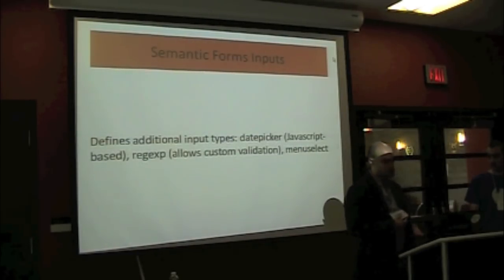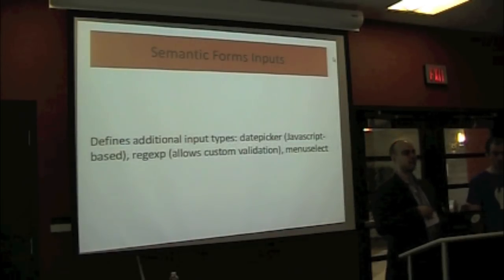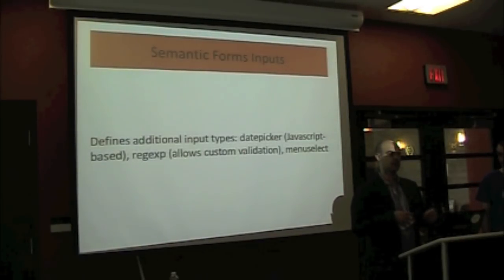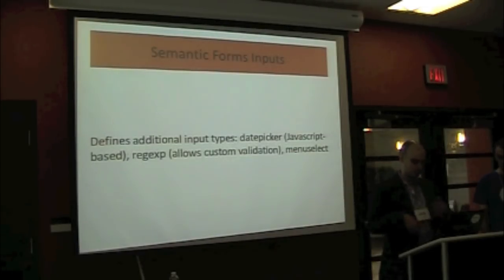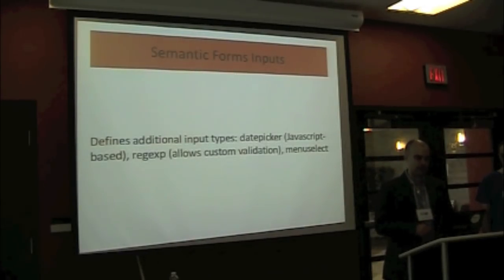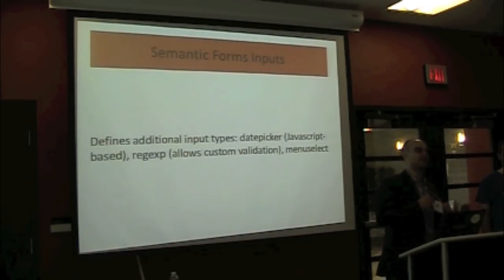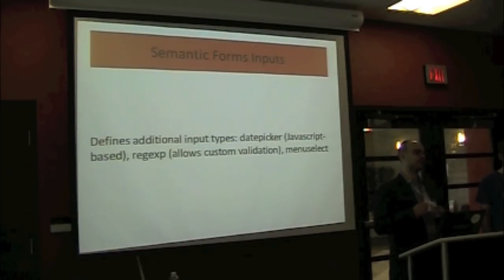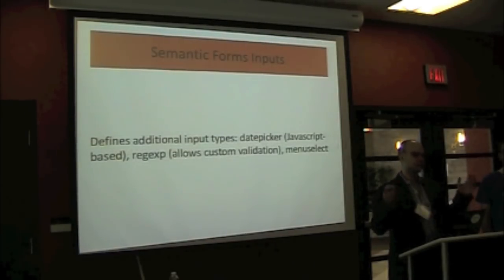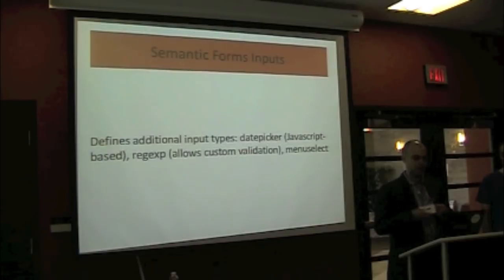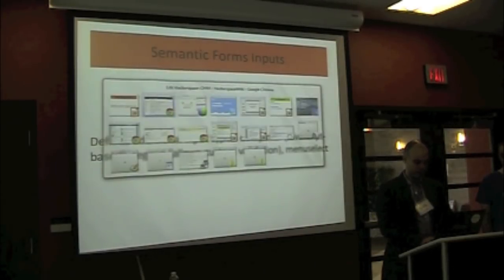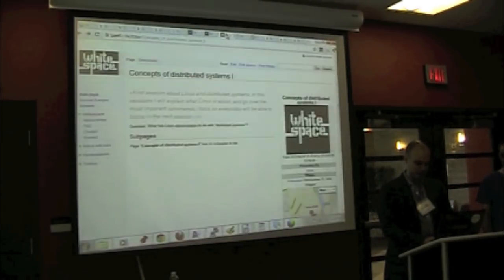Semantic Forms Inputs defines additional input types. It's the equivalent of Semantic Result Formats for form input. So it's basically a placeholder that can hold any additional, more complex input types. Right now it has three: date picker; regexp, which lets you do custom validation, for instance if you want to validate that something is a telephone number and has to have 10 digits; and menu select, which lets you choose from a menu. I'll just show the first of those, date picker.